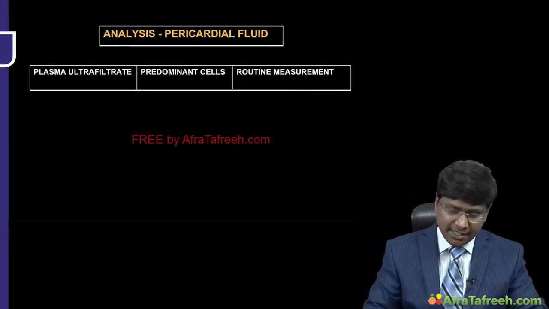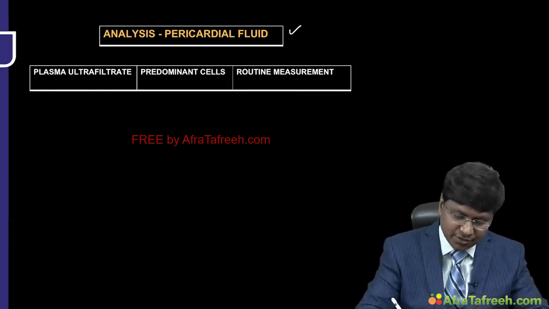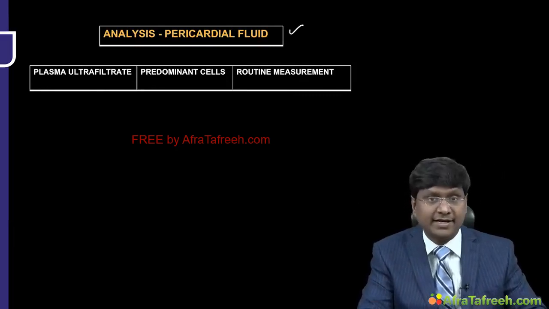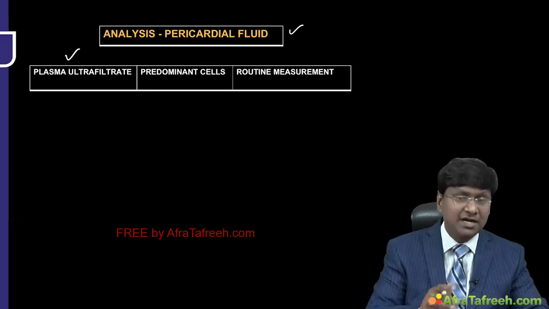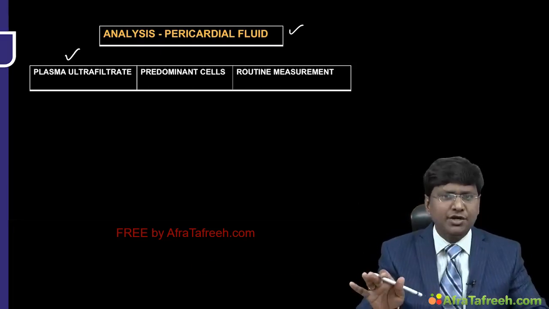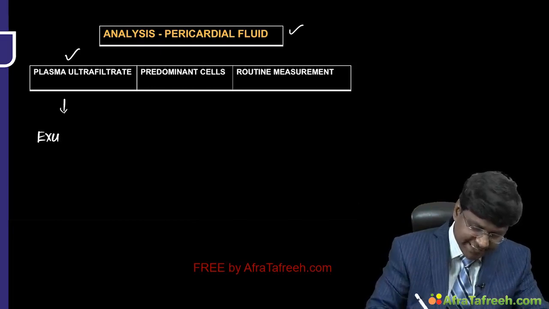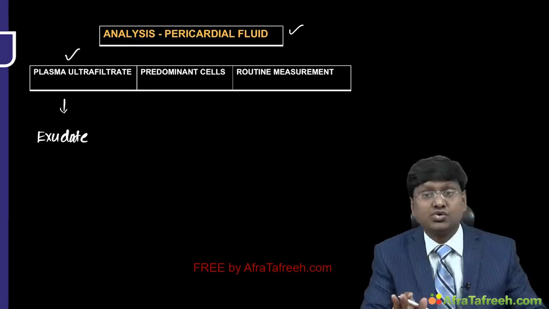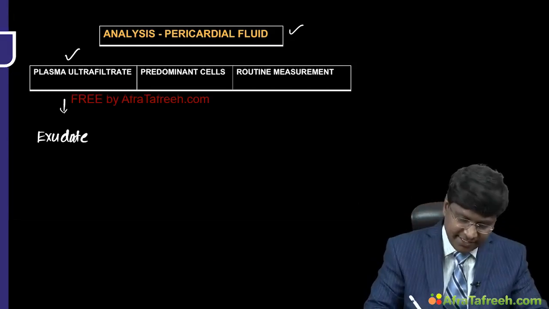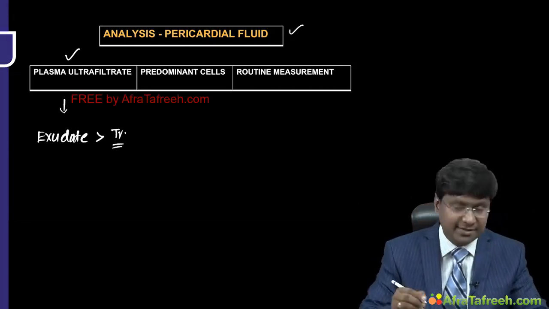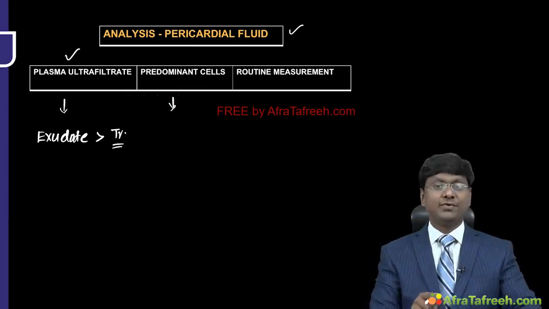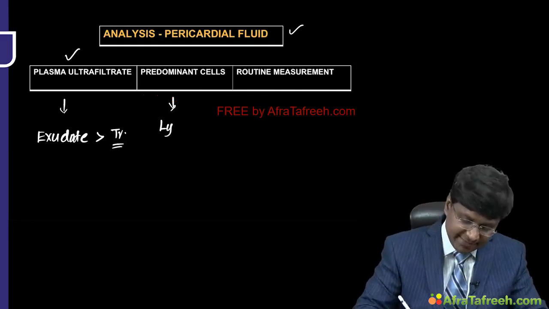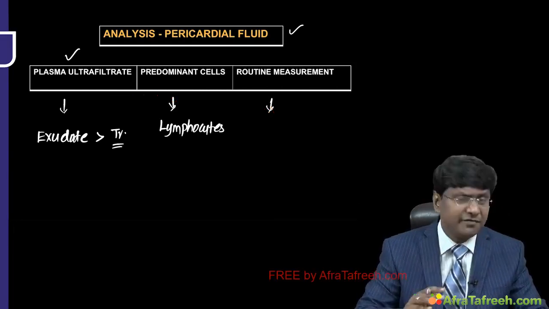Okay. And now once you take out the fluid, you need to do the fluid analysis. If you take this pericardial fluid, in general, it has the features of a plasma ultrafiltrate. And in the majority of cases, whether pericardial effusion or cardiac tamponade, it is an exudate, right? Very rarely it will be a transudate. And if you observe the cells in the pericardial fluid, predominantly they are lymphocytes, right?